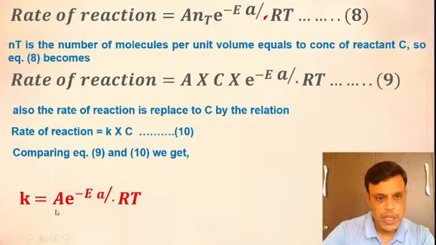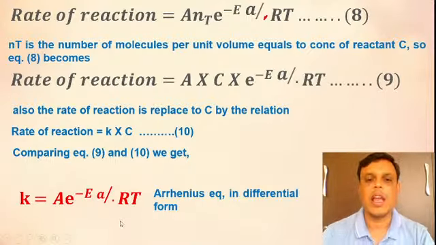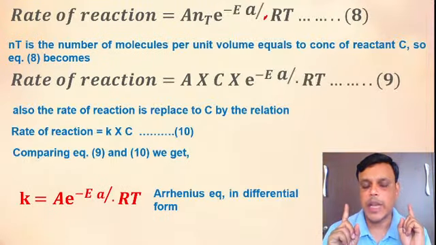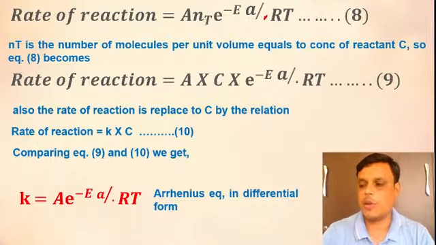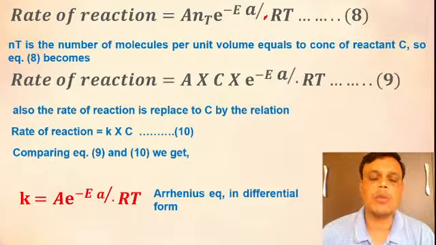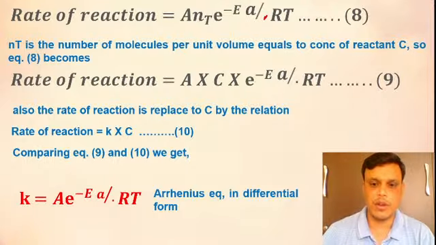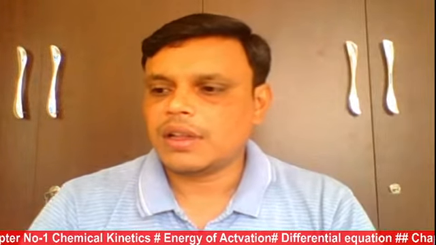K is equal to A into e raised to minus E_A by RT, and this is your Arrhenius equation in differential form according to the Maxwell-Boltzmann distribution law. This is your Arrhenius equation: K is equal to A into e raised to minus E_A by RT. This is the Arrhenius equation in differential form, according to the Maxwell-Boltzmann distribution law.